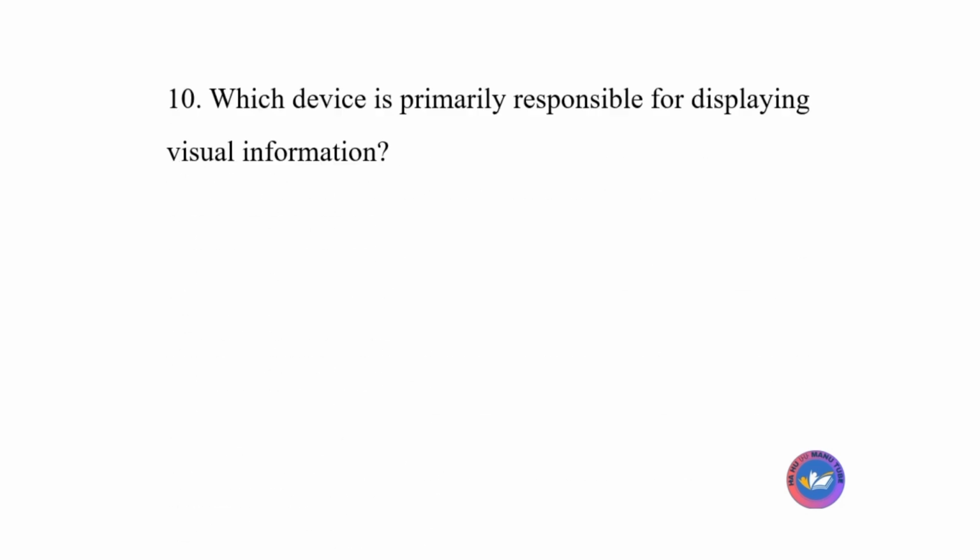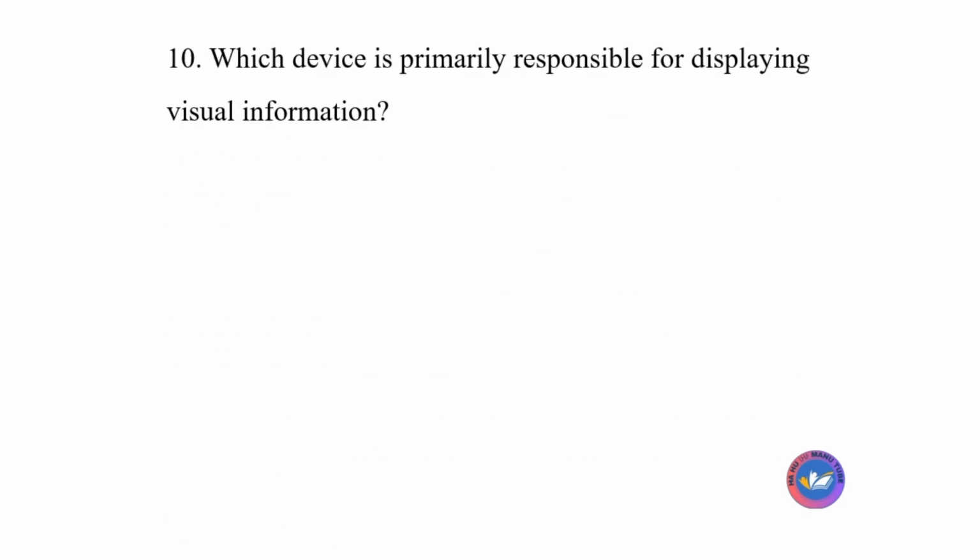Question number 10. Which device is primarily responsible for displaying visual information? A. CPU. B. Monitor. C. Hard drive. D. Printer.